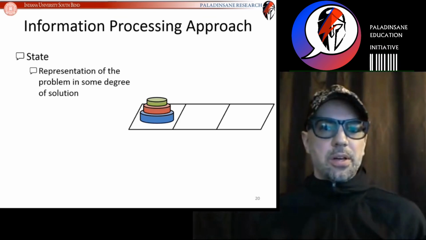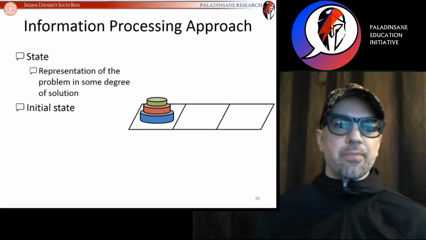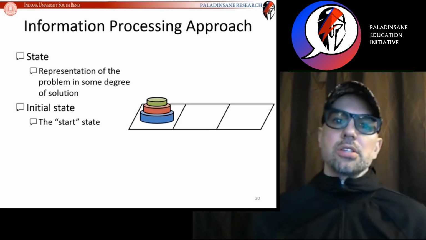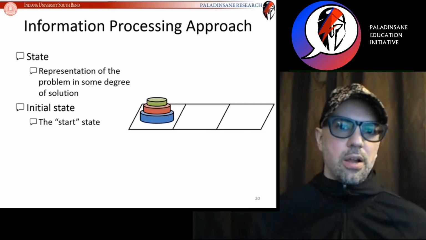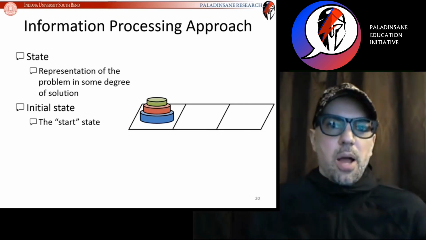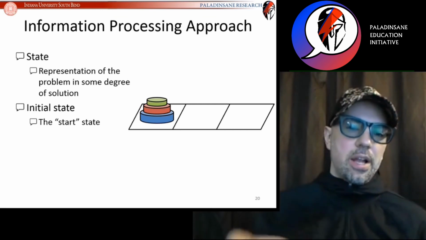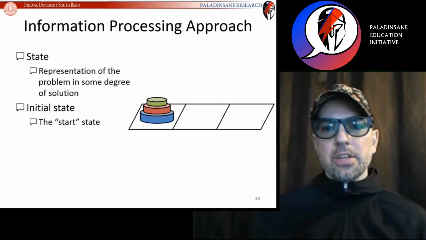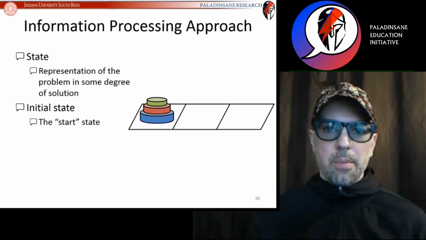And we have a couple of special states. So we have your initial state, and that is your start state. So in the Tower of Hanoi problem, that's where you start. That's when somebody hands you the problem and says, hey, solve this. That's your start state. So in our example right here, having those three disks in position number 1, that's your start state. That is where you begin this problem.